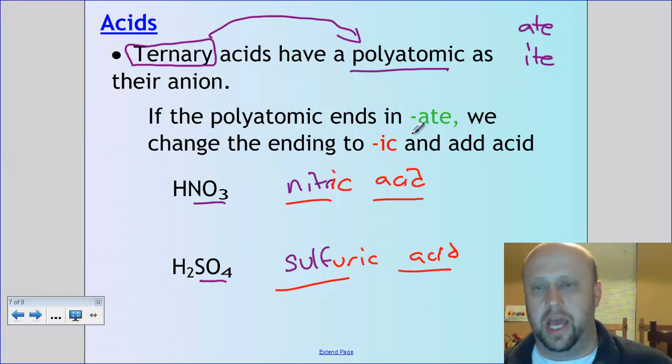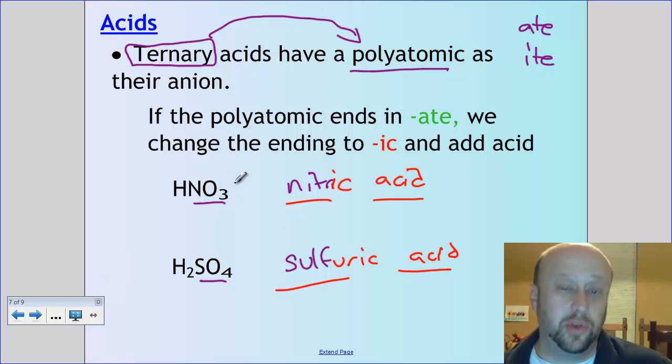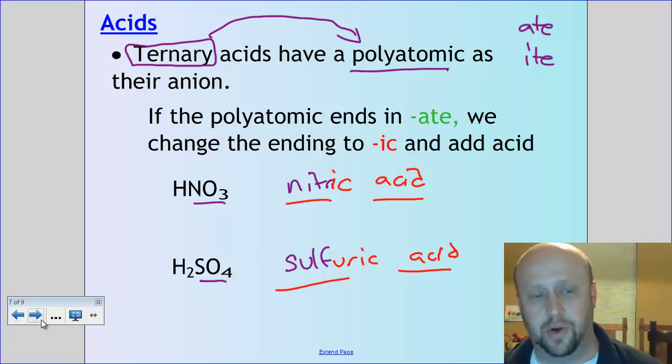So ATE changes to IC. You'll note that we did not put a hydro in front of these. The hydro only goes if it's a binary, meaning there's only two things. If you see an oxygen, there's no hydro in it.